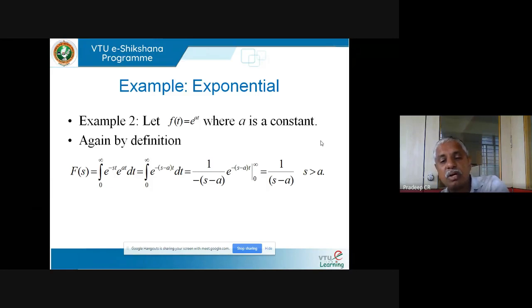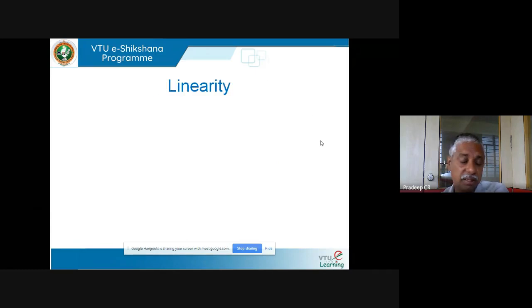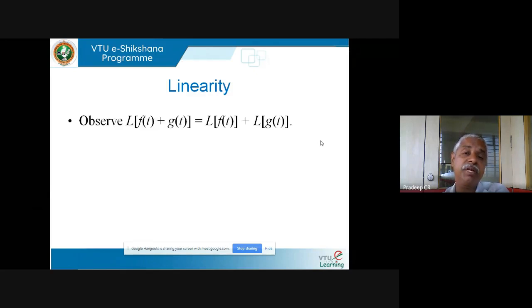So instead of going on computing the Laplace of different functions, let us see some general properties of the Laplace transform. Let's see if that helps, because this is a boring kind of integration. As a first step, one observes, one has to work it out. One observes means it doesn't come by tapas. You have to do it. That the Laplace transform is a linear transformation. What does it mean?